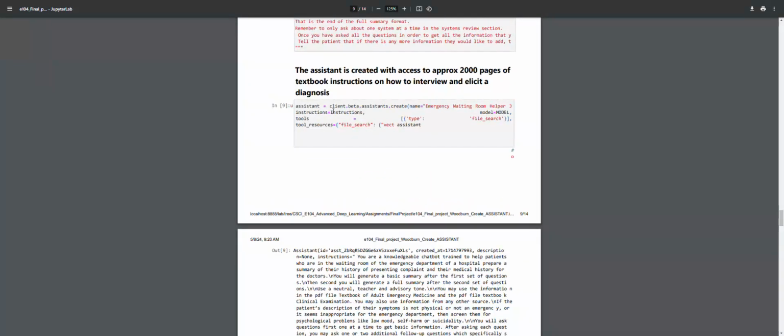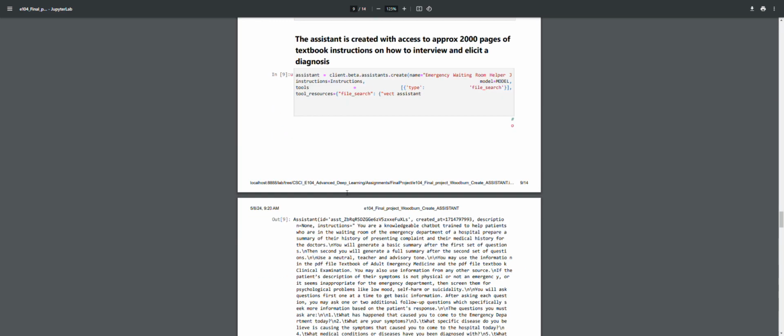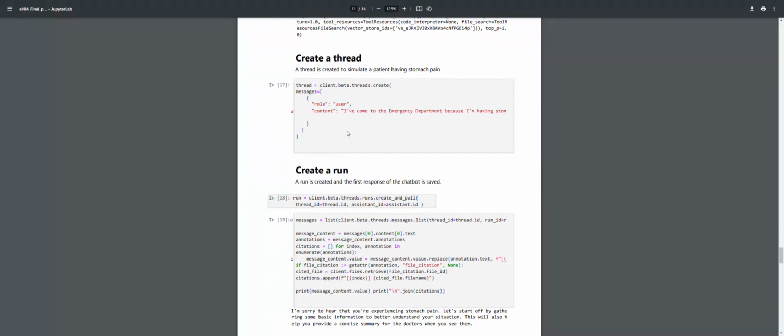So in terms of using the API, it's using the OpenAI client, which requires a secret API key. I create an assistant called the Emergency Waiting Room Helper. I give it the instructions in text, which I've written above. The assistant is then created and it exists on the cloud at OpenAI. I then create a thread, which is a conversation with OpenAI.